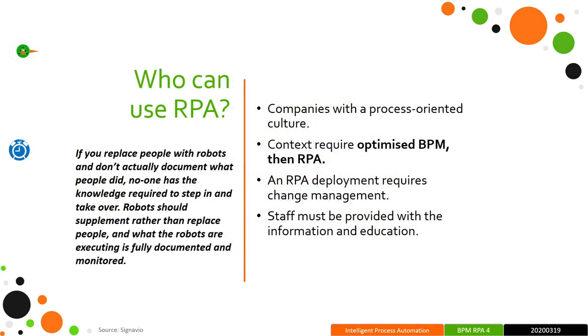Organizations who embrace a process-oriented culture are well placed to reap the greatest reward from their RPA implementation. Companies seeking to implement an RPA solution must pay close attention to the context in which they are doing so. The key to effective RPA is optimizing business process automation and then automate. An RPA deployment, like any digital transformation process, is a change management exercise. Staff must be provided with the information and education they need to understand what RPA will mean for them, their work, and their colleagues, without getting frustrated and confused.